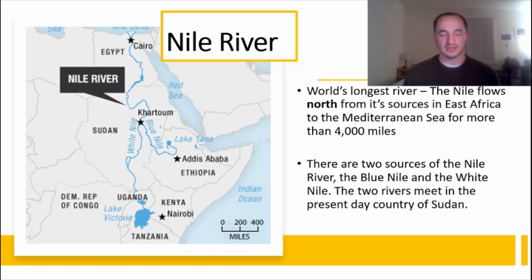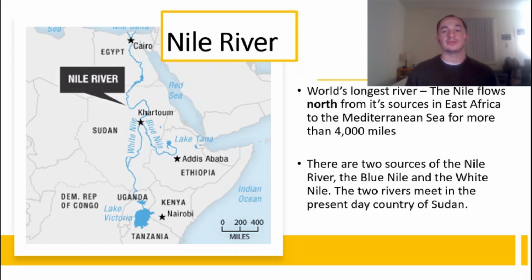There are two sources of the Nile River, which is why Herodotus couldn't find it, because it wasn't just a single source like when we see something like the Mississippi River. It comes from a single source and goes towards the Gulf of Mexico. With the Nile, we have two sources, which is why it took so long for people to understand the actual source of the Nile.